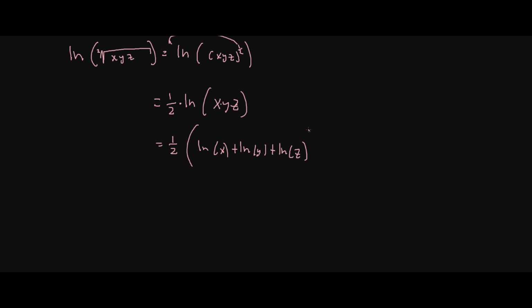Now I can distribute the 1/2 to every expression. 1/2 times ln of x is 1/2 ln of x, plus 1/2 times ln of y is 1/2 ln of y, plus 1/2 times ln of z is 1/2 ln of z. So those are the only ones that can get a little bit tricky when you're expanding it out, because you have to distribute that across to each one.